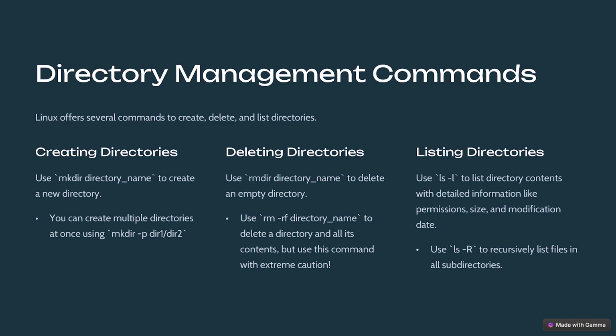Third, listing directories. To list the content of a directory with detailed information, use ls -l. This command shows you permissions, file sizes, modification dates, and more. If you want to see all files, even those in subdirectories, type ls -R, which will list everything in the current directory and all folders within it.